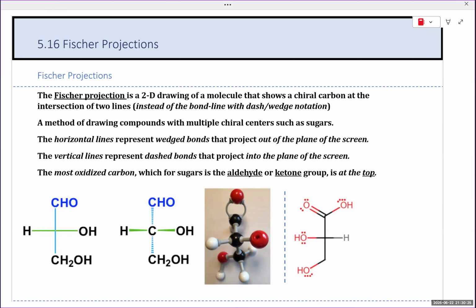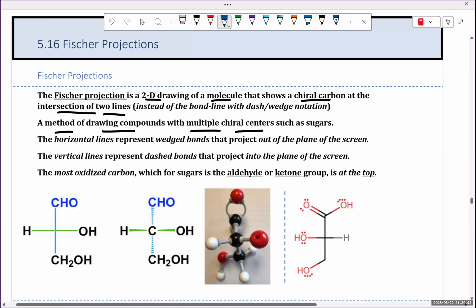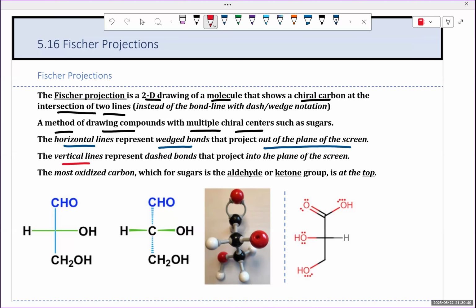A Fischer projection is a 2D drawing of a molecule that shows a chiral carbon at the intersection of two lines. It is a method of drawing compounds with multiple chiral centers, such as sugars. The horizontal lines, and this is very important, horizontal lines represent wedged bonds that project out of the plane of the page, while the vertical lines represent dashed bonds that project into the plane of the page. The most oxidized carbon is at the top.